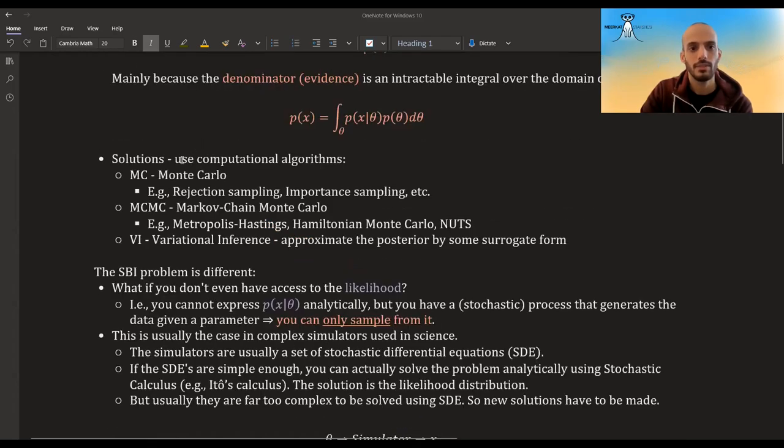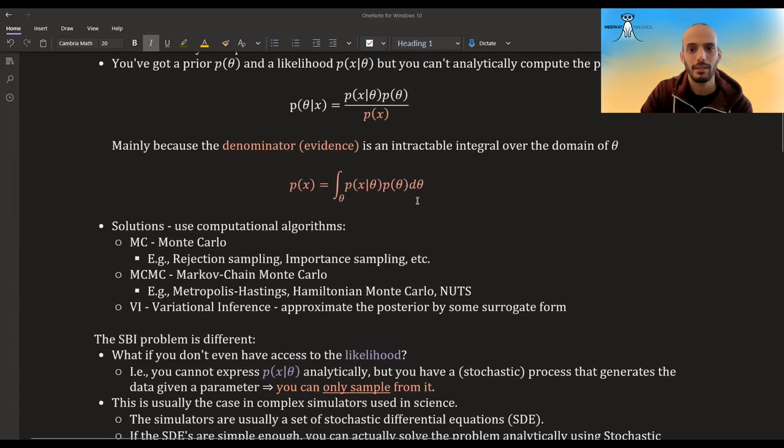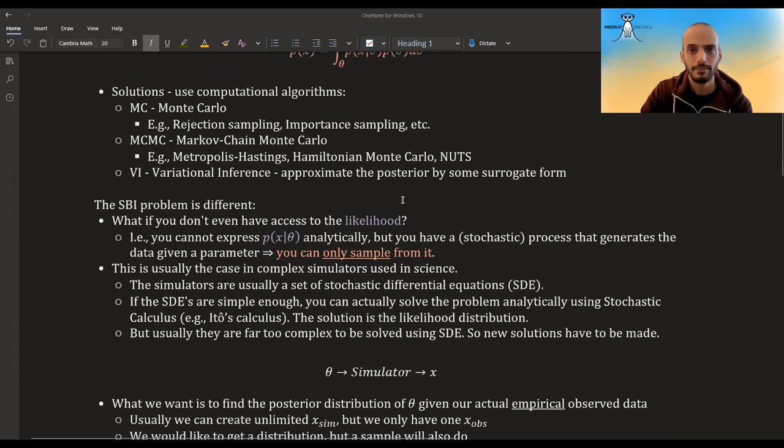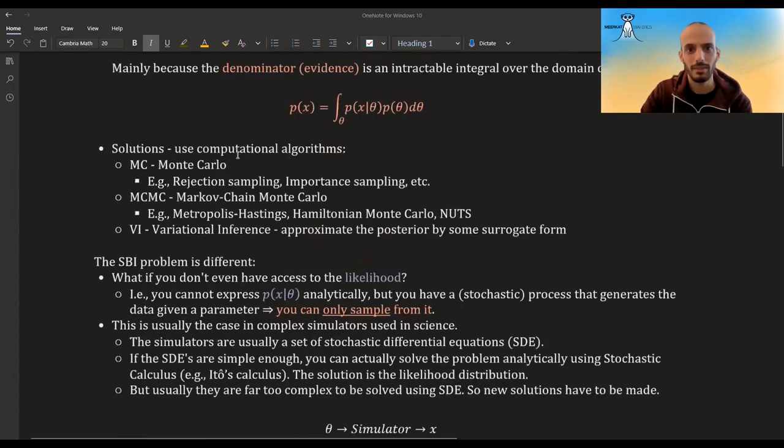So the solutions to this problem have been Monte Carlo solutions: rejection sampling, importance sampling, etc. Markov chain Monte Carlo: Metropolis-Hastings, Hamiltonian, and NUTS, and variational inference, where we approximate the posterior by some surrogate form and we try to reduce the distance between the two distributions. But this is all the traditional problem.